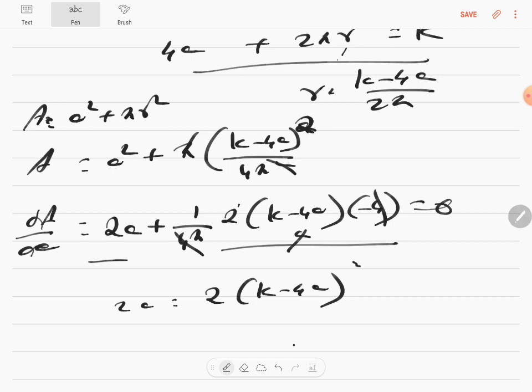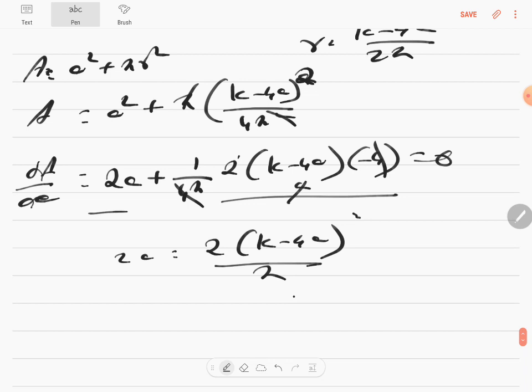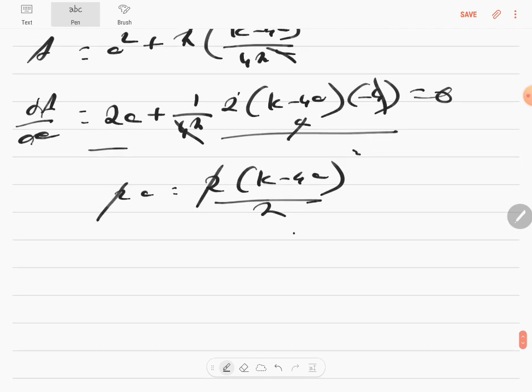By pi. Have I written correctly? Pi, I have left a pi. Oh, 1 by 4 pi is there? Oh, pi is there. 4 and 4 get cancelled. Is it correct? Pi is there. Well spotted. So 2 and 2 also get cancelled. A is equal to k by pi minus 4a by pi.